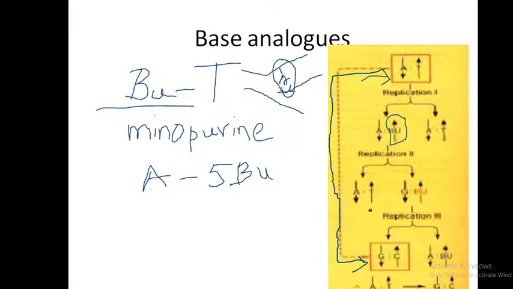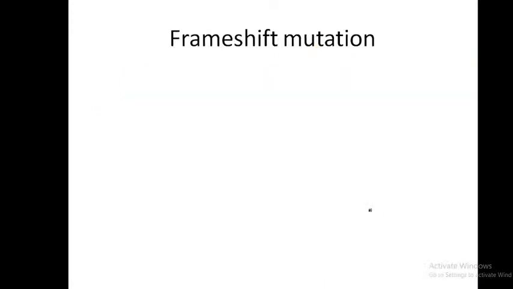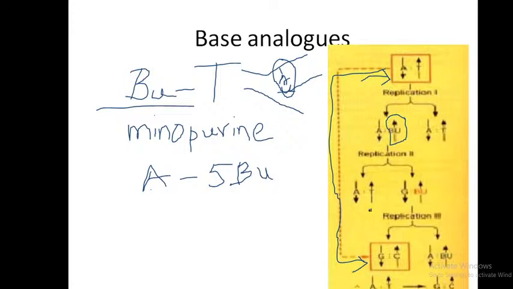That is base analog change, and the base analogs are 5-bromouracil and 2-aminopurine. Next is transversion. Transition is over, after we have discussed tautomerization.